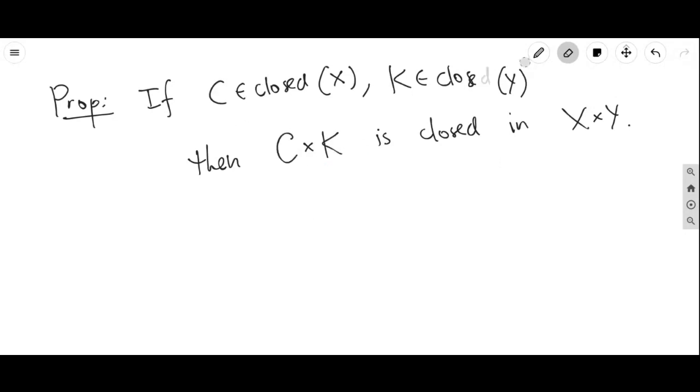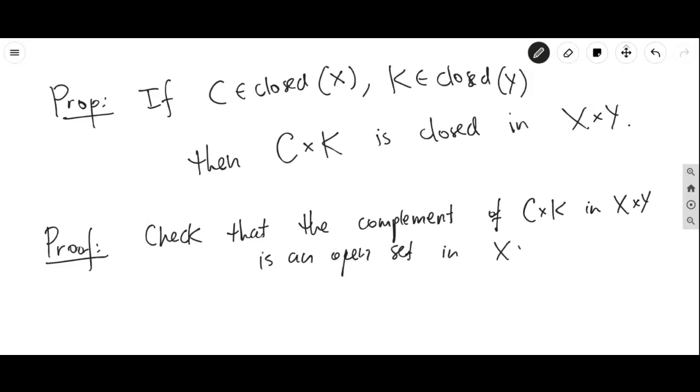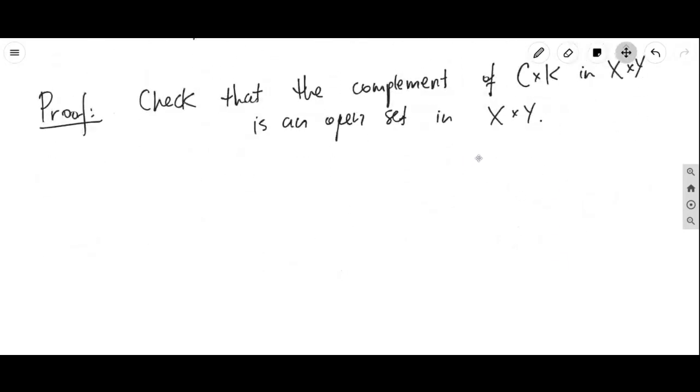Okay, so let's check this. Proof. So how does one do that? Well, you take the complement. So we need to check that the complement of C times K in X times Y is an open set in X times Y. Okay, so what's the complement? So we do X times Y, and then we take away C times K. So it's a good idea to draw pictures here.